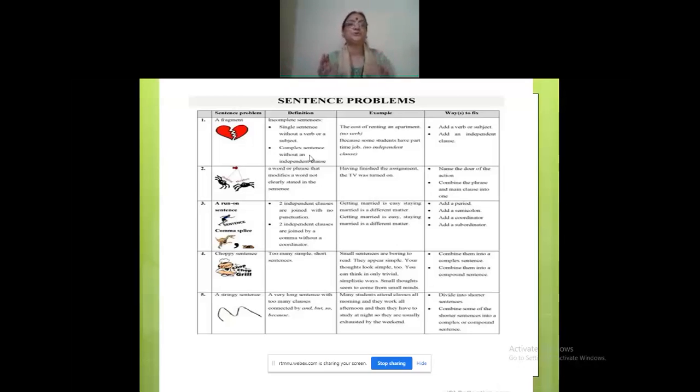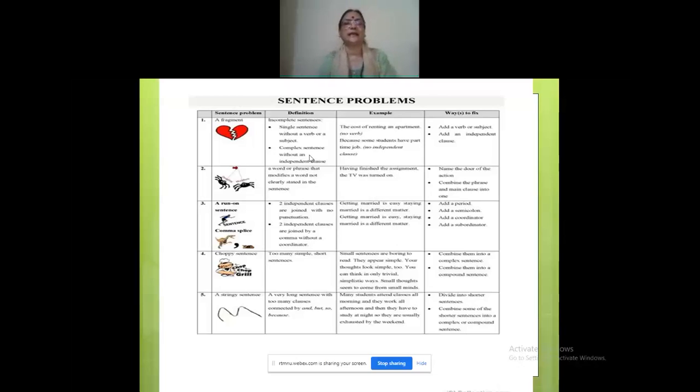So what should you do? What is the remedy? Examples: the cost of renting an apartment. Suppose I'm really worried. What are you worried about? The cost of renting an apartment. I'm worried about the cost of renting an apartment. That is the complete sentence. So in such cases, you have to add a subject and the verb. So, the cost of renting an apartment is very high in Mumbai. That is the complete sentence.